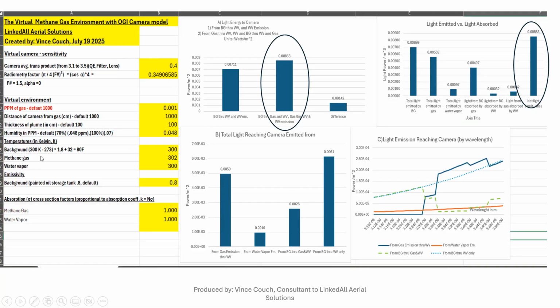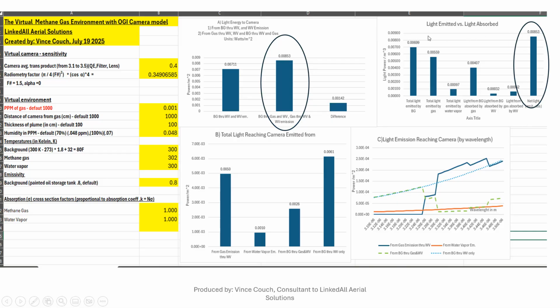Okay, so here's the simulation. You might call it a dashboard. These are the values you can change, and it'll automatically generate these graphs and actually many more. The most relevant graph is probably this one right here, background through gas and water vapor versus background through water vapor only. I'm also including water vapor emission. This is background through gas and water vapor, gas through water vapor, and then water vapor emission. So this is the total source, the sources through the gas and not through the gas. And you can see here the difference.